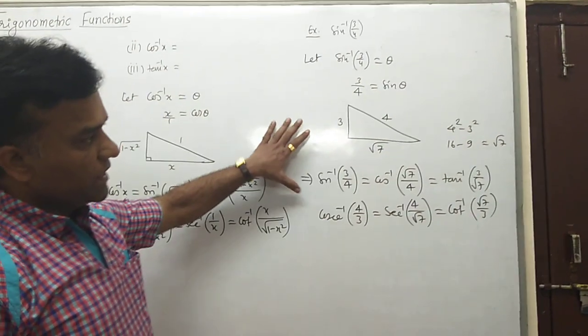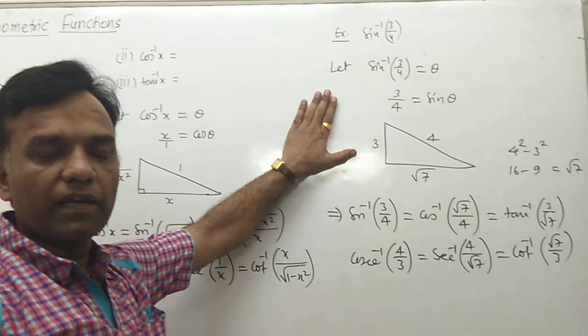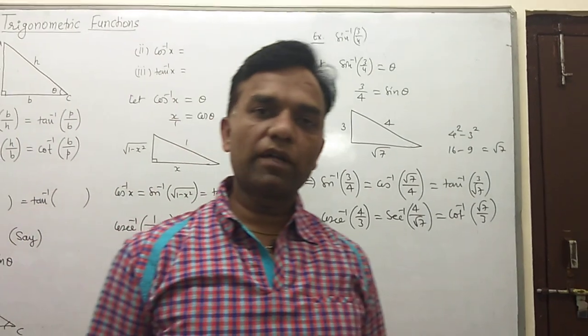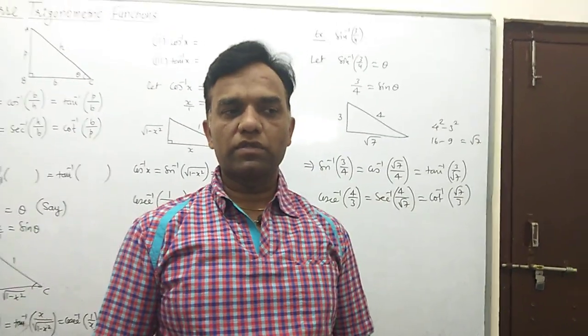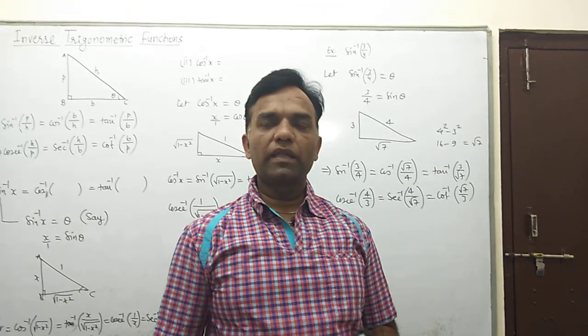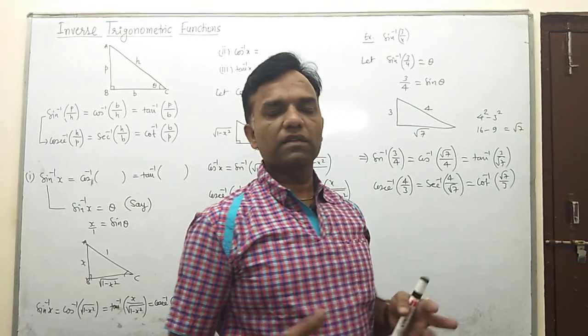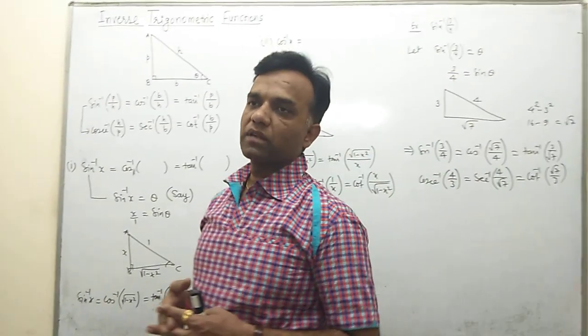So these are very easy going. You only convert the given value into the triangle form, and the rest of the values you find out with the help of Pythagoras theorem, and now you can convert into any other trigonometrical ratios. For any type of formula, like double angle, triple angle formula, the conversion depends on the previous knowledge.